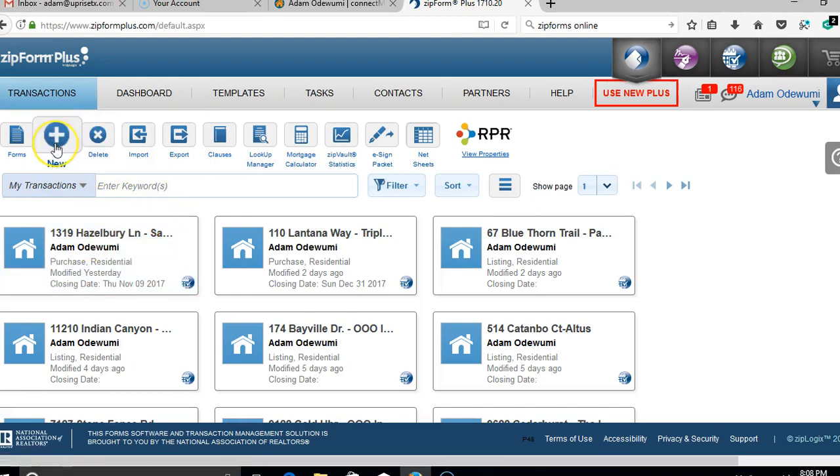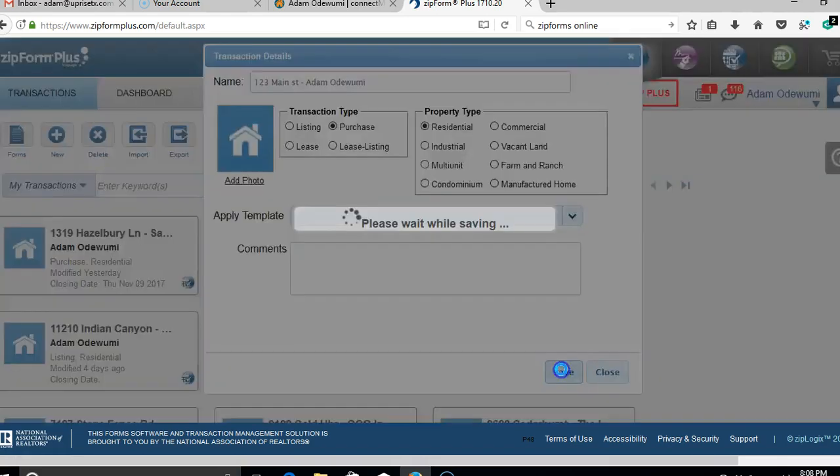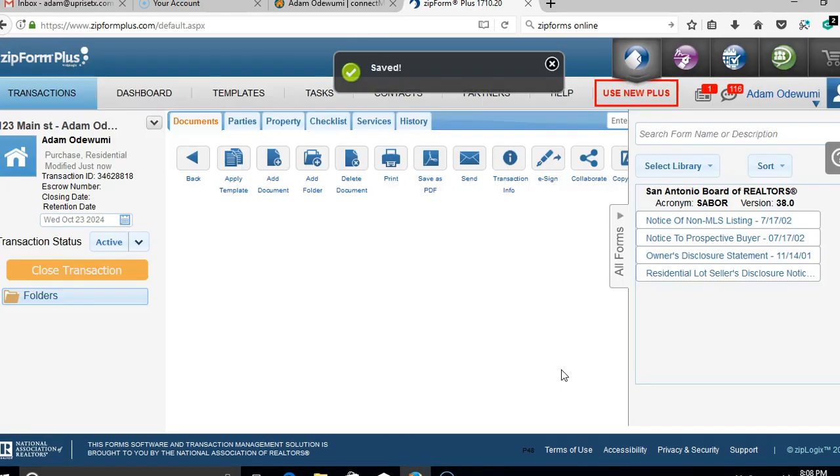I'm going to pull up a new transaction. We can just call this 123 Main Street. Typically, we'll do the address first, then the dash, and then the client's name. So we'll just say Adam. It'll be for a purchase, residential, and then we'll save that.